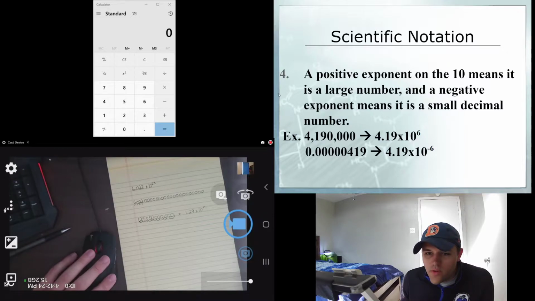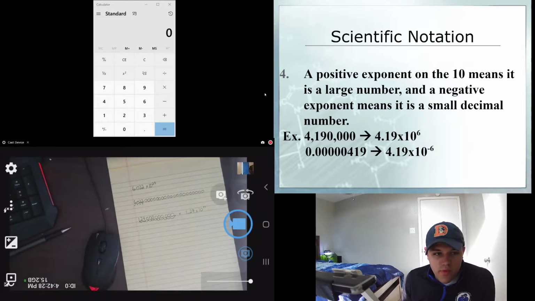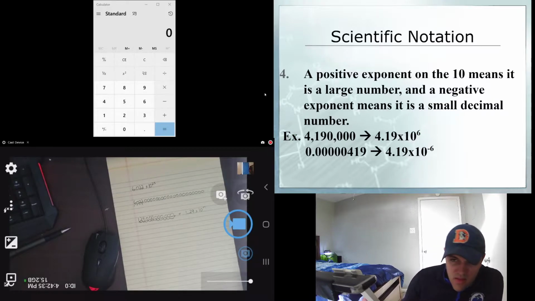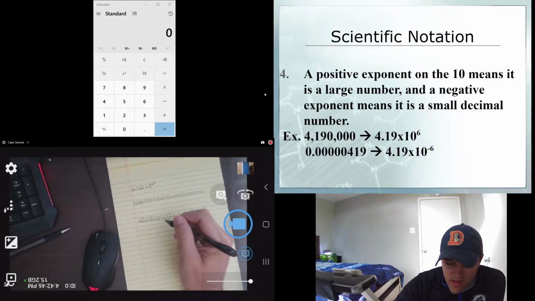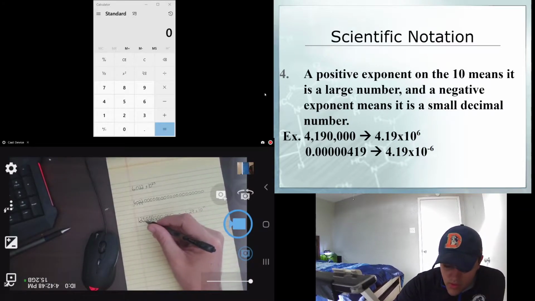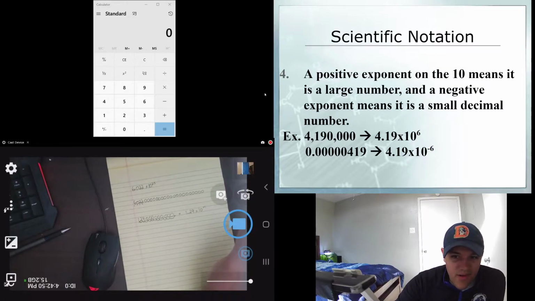And then the fourth rule determines which way you move when you are counting those jumps to get the right power number. A positive exponent on the 10, like we just had, this is a positive 11, means it's going to be a large number. So this 129, what is this? 129 billion. I'd say that's a pretty large number. And a negative exponent means it's going to be a decimal number, a small number.